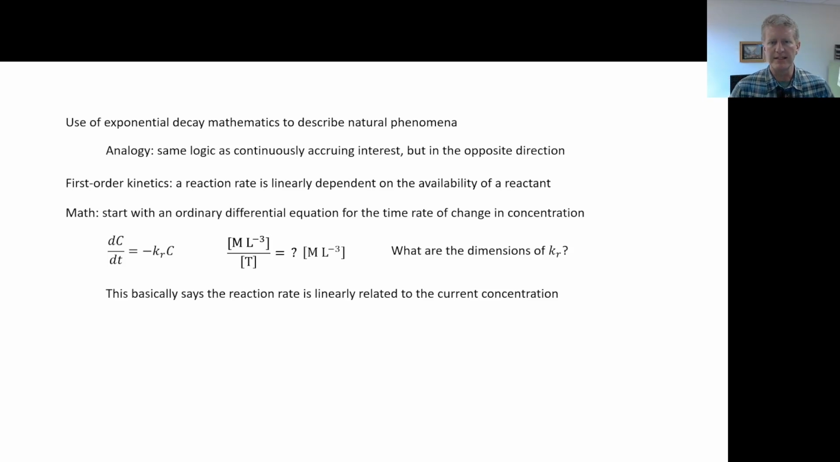This is a dimensionally consistent equation because it turns out Kr has a physical interpretation other than just being a proportionality constant. Can you figure out what the dimensions of Kr must be for this equation to be dimensionally consistent? You may want to pause the video and think for a minute and see if you can figure it out.